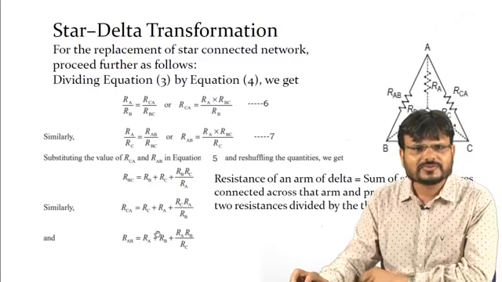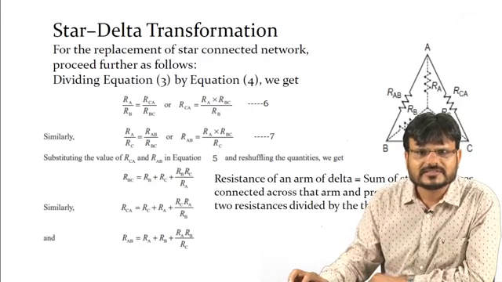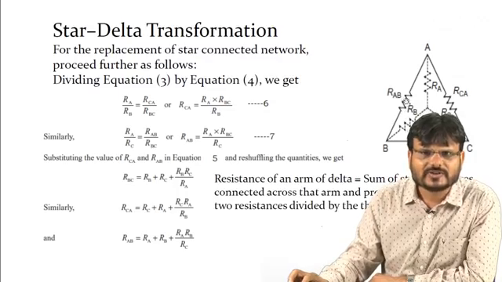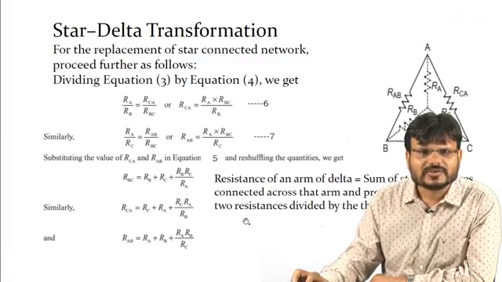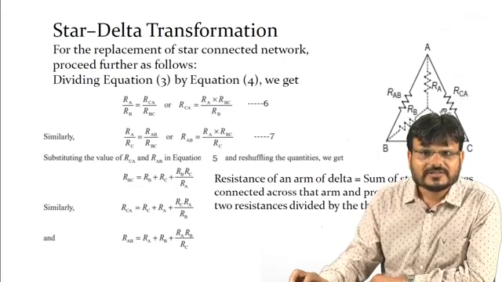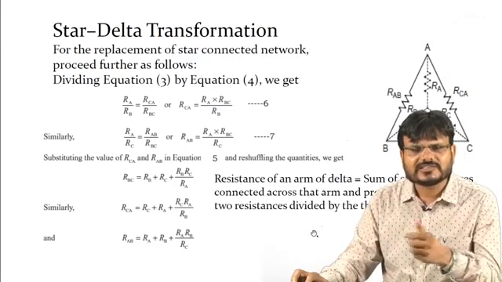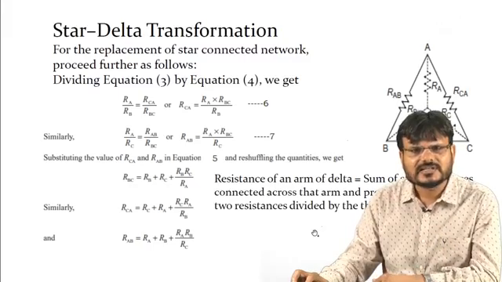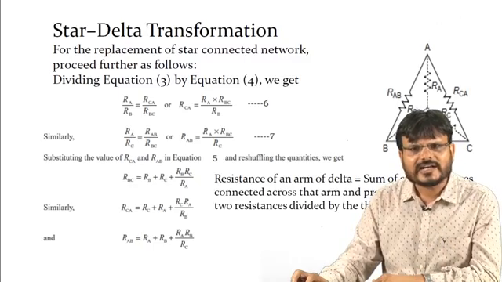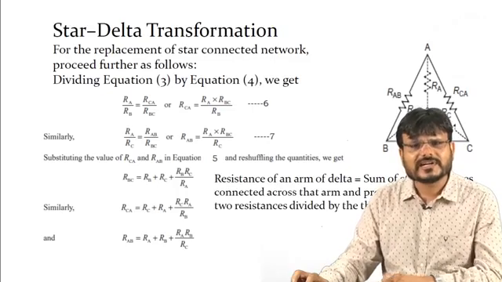So here you can note down, suppose you have to find RAB. RAB is equal to what? RA plus RB plus RA into RB upon RC. This is how you can calculate RCA also. RCA is equal to RC plus RA plus RC into RA upon RB. So the resistance of an arm of delta is equal to the sum of the star resistances connected across the arm plus the product of the same two resistances divided by the third.